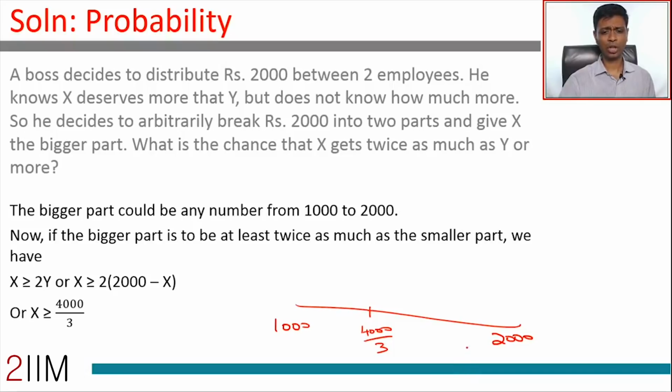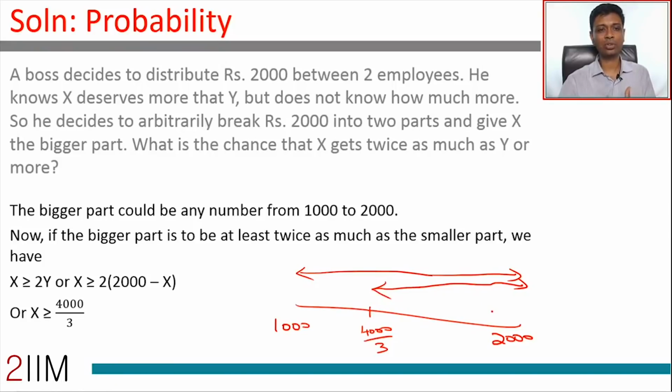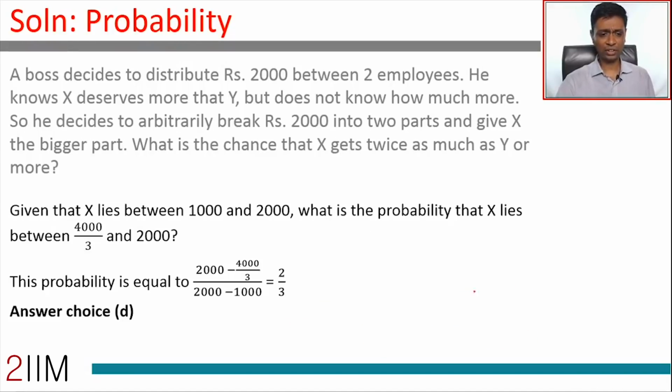Or in other words, the probability is given that X lies in this whole range, what is the chance that it will lie in this range? Given that X lies between 1000 and 2000, what is the chance that it lies between 4000 by 3 and 2000? That's what we're trying to do. Which again is very simple. Which is 2000 minus 4000 by 3 by 2000 minus 1000. So, or this is 2000 by 3 by 1000, which is 2 by 3.